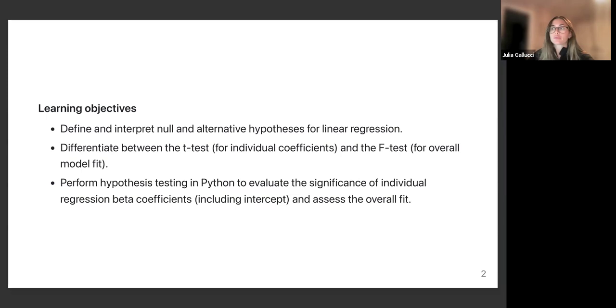So for this material, we really have three main learning objectives. The first one is understanding hypothesis testing in linear regression, specifically defining and interpreting the null hypothesis and alternative hypothesis within the context of a linear regression. Then we're also going to discuss statistical tests for individual beta coefficients, known as t-tests, and statistical tests for overall model significance using the F-test. Lastly, we're going to be performing hypothesis tests to evaluate the significance of individual regression coefficients, including intercepts, and assessing overall model fit within Python.